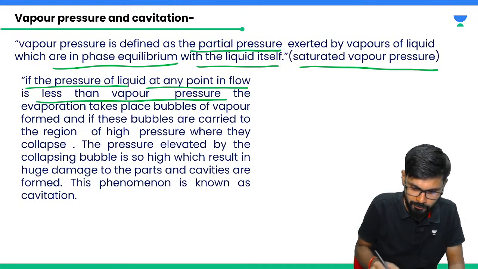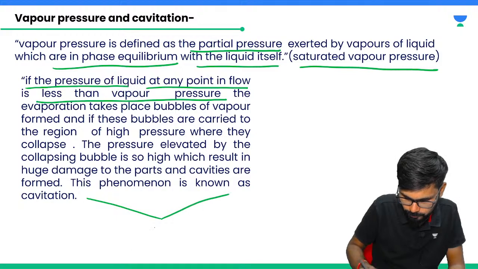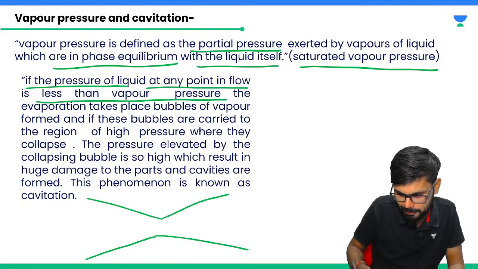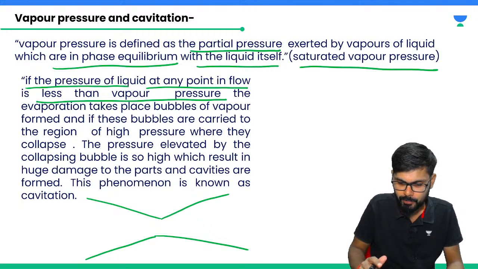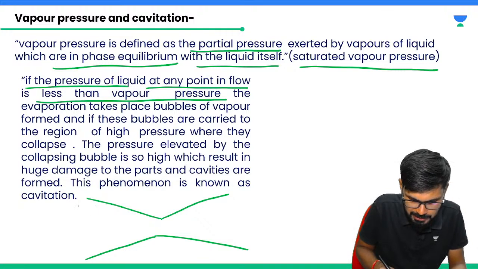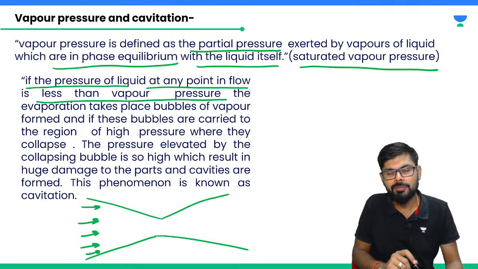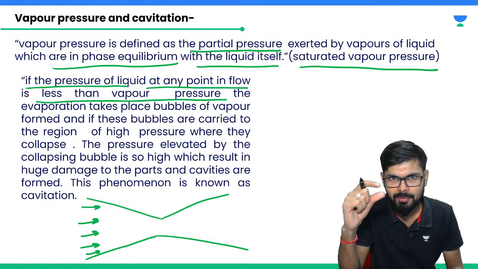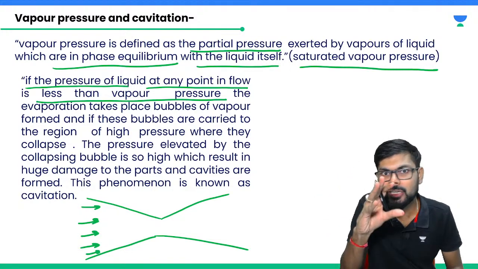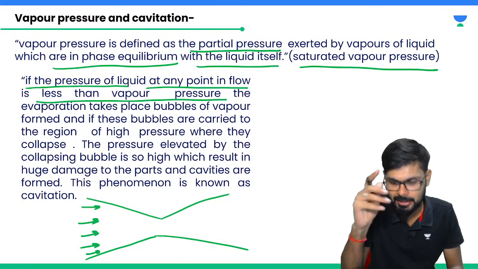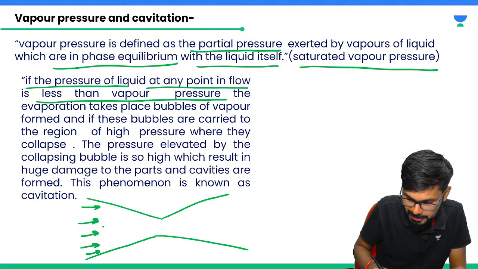For example, suppose we have this type of device. Please listen here carefully. Let's say some fluid is flowing here. You can see that the area is decreasing, right? Area is decreasing, velocity will increase, and pressure will basically decrease. So here pressure is decreasing.